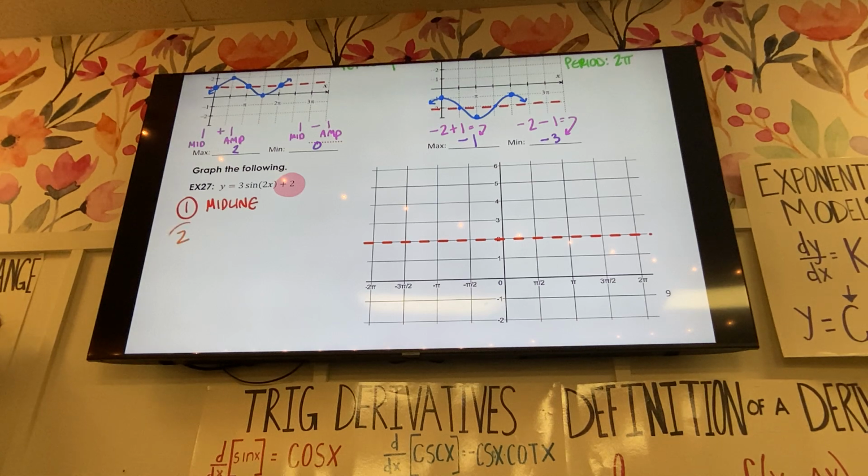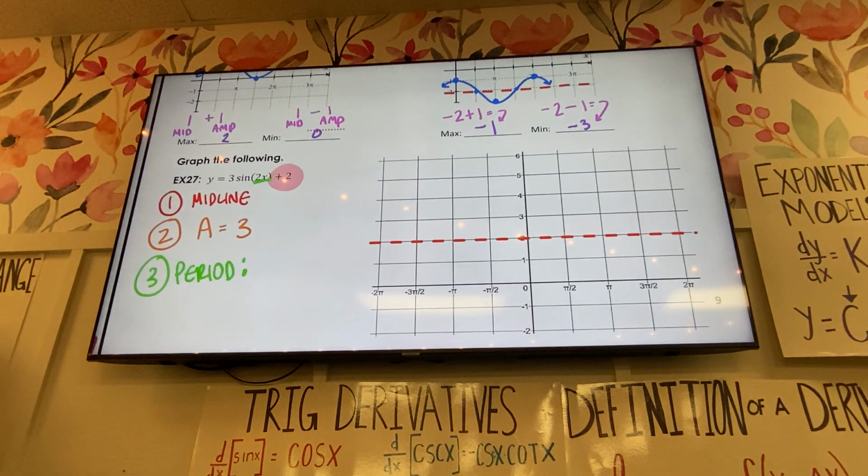All right, second, let's figure out the amplitude, which is 3. And we've got to figure out the period. So there is a number on the inside, so that is going to affect my period. So I'm going to take 2 pi divided by that number on the inside, and so my period is going to just be pi. So my graph is going to start at 0, but end at pi.